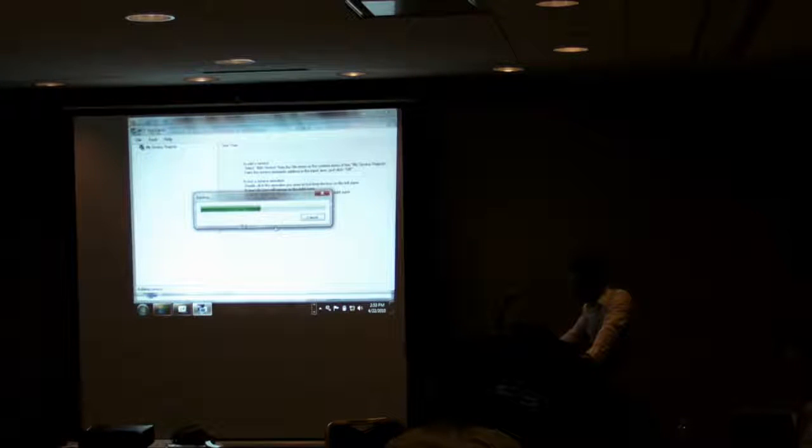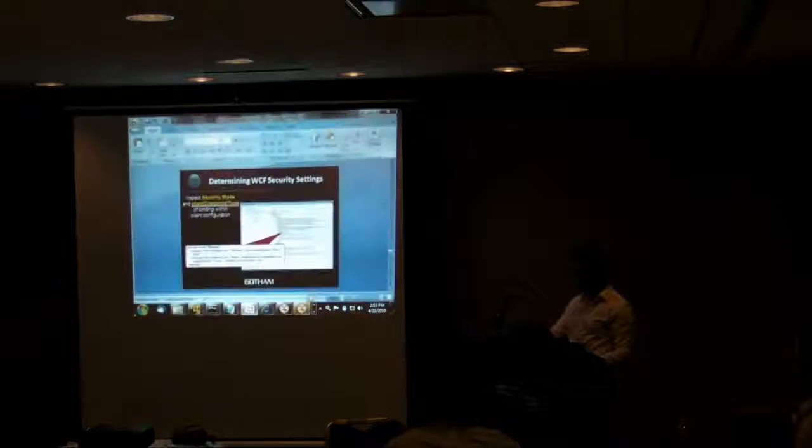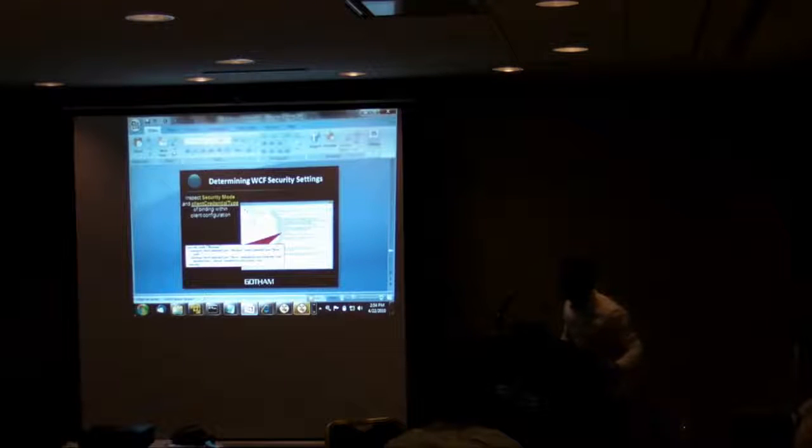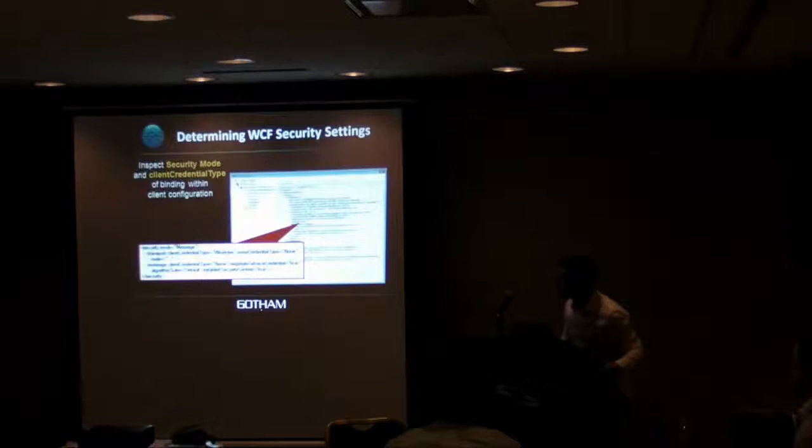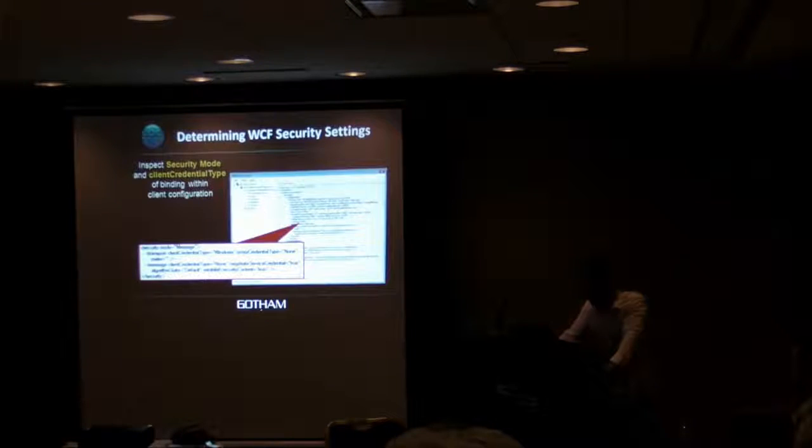And provided that it works, it's going to return a list of all the different accessible methods, and it's also going to give us the configuration, the binding options, and generate almost like a little config file for us, which is what I've got here in the screenshot. And if you can see it there, the part that we're most interested in here is the security mode. So you can see here it's set to message, and then the client credential type under transport.